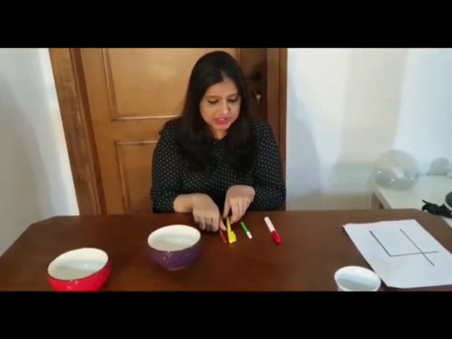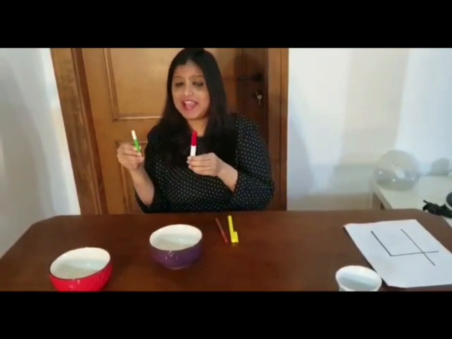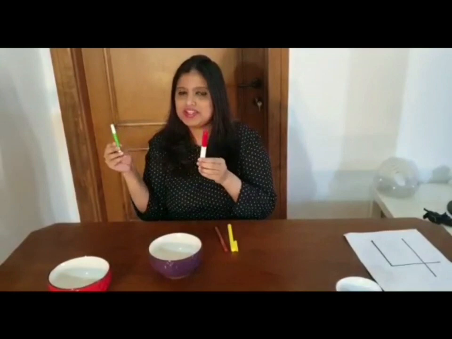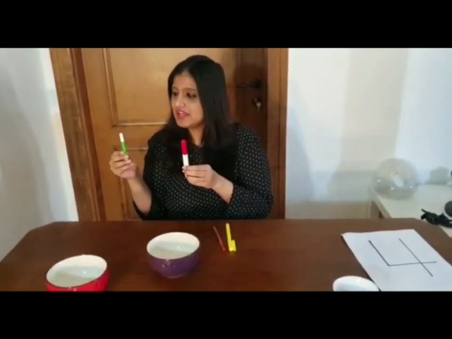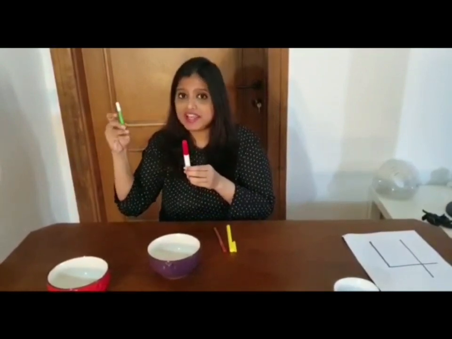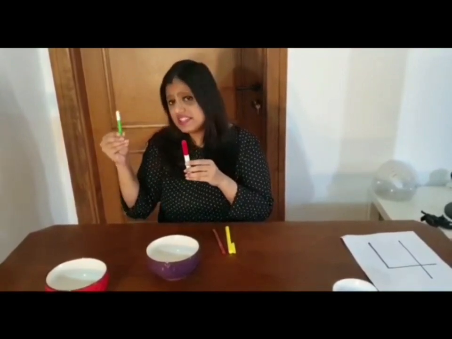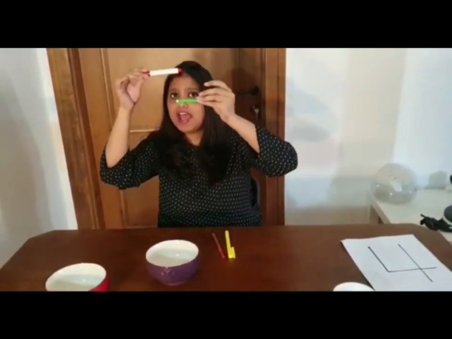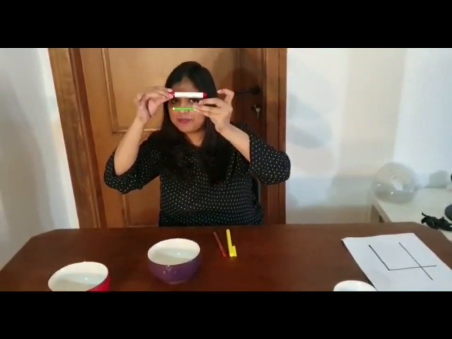Now let's move on to the next 2 sketch pens and let us identify at least 3 differences between these 2 sketch pens. Now let us identify the first difference. This sketch pen is white and green in color. This sketch pen is red and white in color. What is the second difference? This sketch pen is thin and this sketch pen is thick. And what is the third difference? This sketch pen is short and this sketch pen is long.